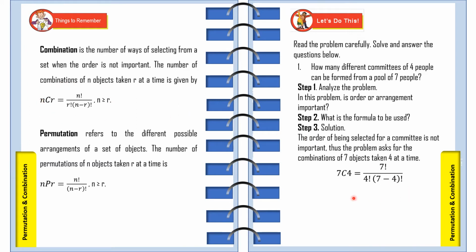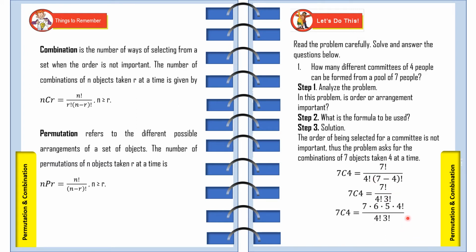That's why the formula we will use is nCr. So when we solve, this is how it will turn out. Our n is 7, so we have 7 people. We're going to take only 4 out of 7 people. That's why you have 7C4. This is equivalent to 7 factorial all over 4 factorial times the quantity 7 minus 4 factorial. Then I just simplify our equation. So we now have 7 factorial over 4 factorial, and 7 minus 4 is 3 factorial.